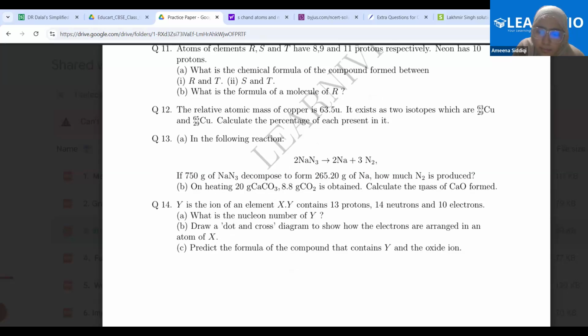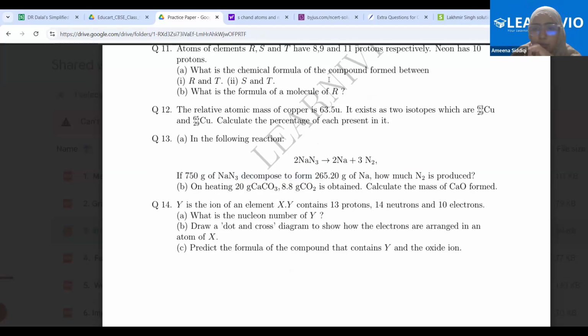Example of anion: O2. No, O2 minus, okay? Not O2 the element. O2 is the element. When you are having a charge on the upper side, that is O2 minus, that is the anion. Okay? Fine.